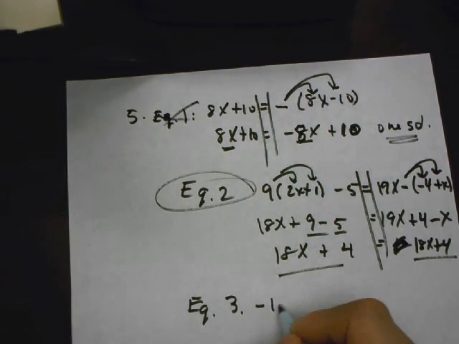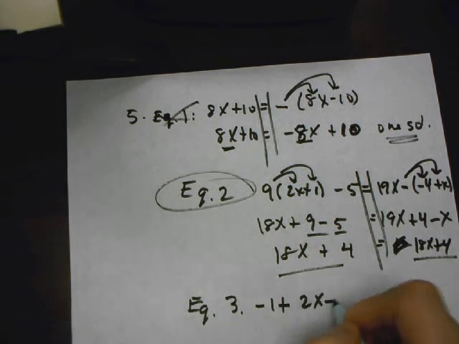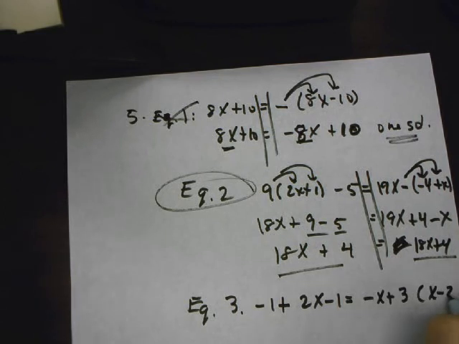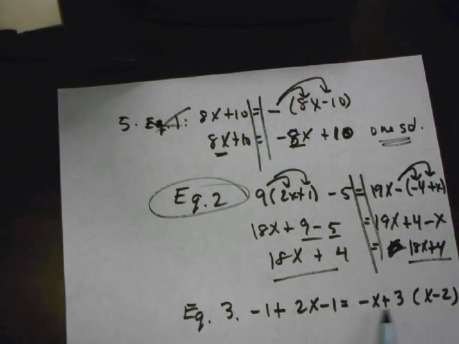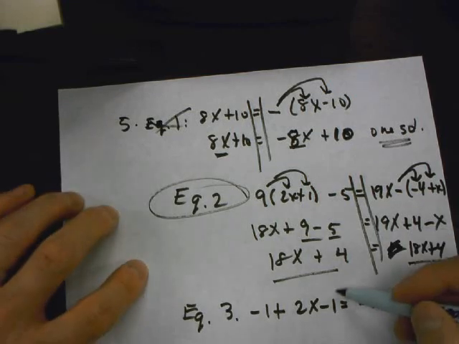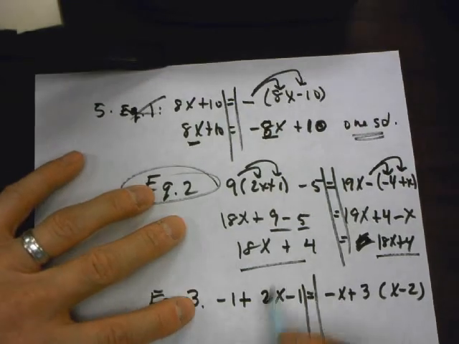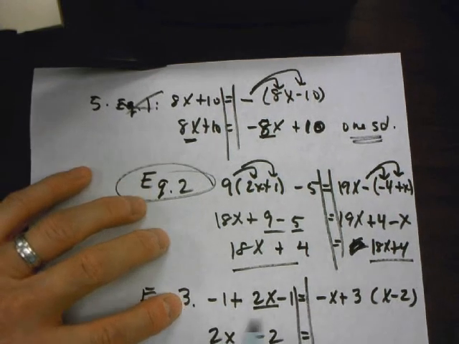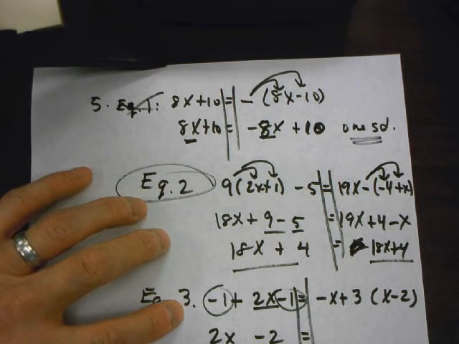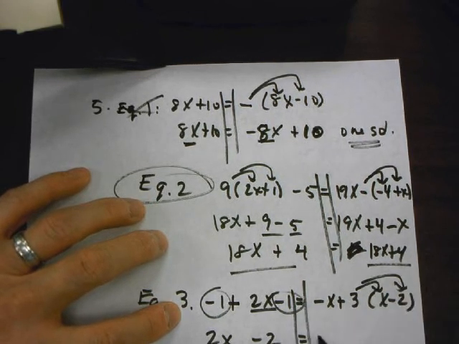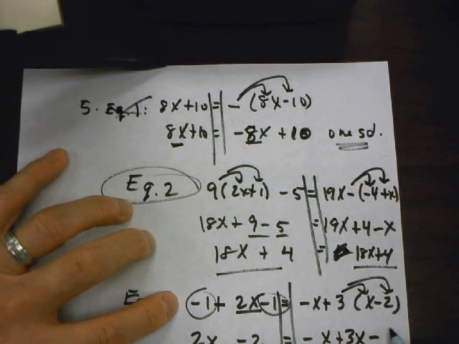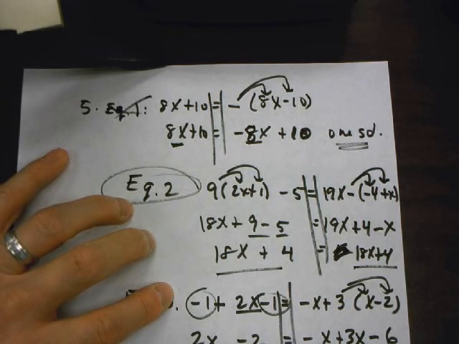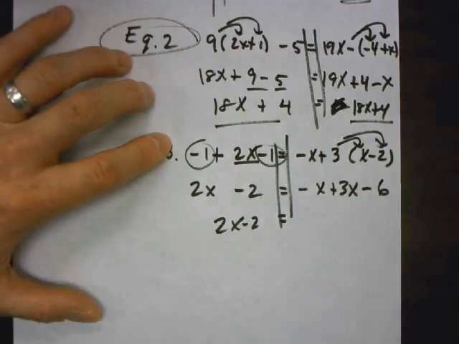Equation 3, we have negative 1 plus 2x minus 1 equals negative x plus 3 times x minus 2. I'll make sure I copy that right. Okay, so we're going to simplify both sides to see how many solutions it has. Okay, I only have 2 x's, but I have 2 negative constants, negative 1 and negative 1 is negative 2. Over here I have to distribute before I try to add anything. 3 times x is 3x. 3 times negative 2 is negative 6.